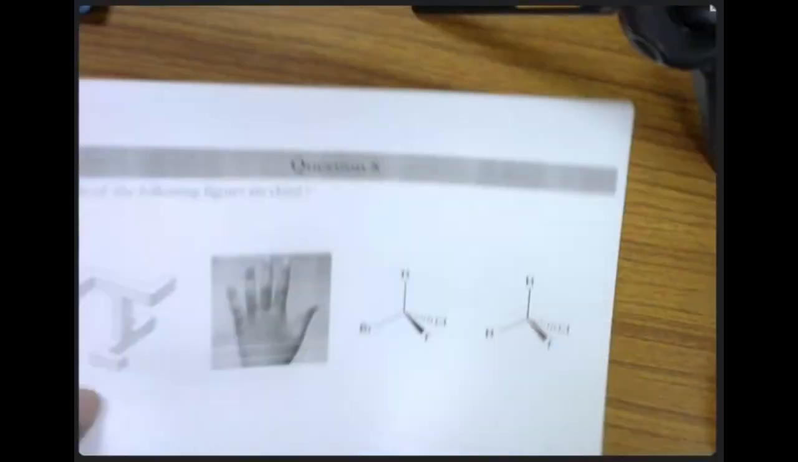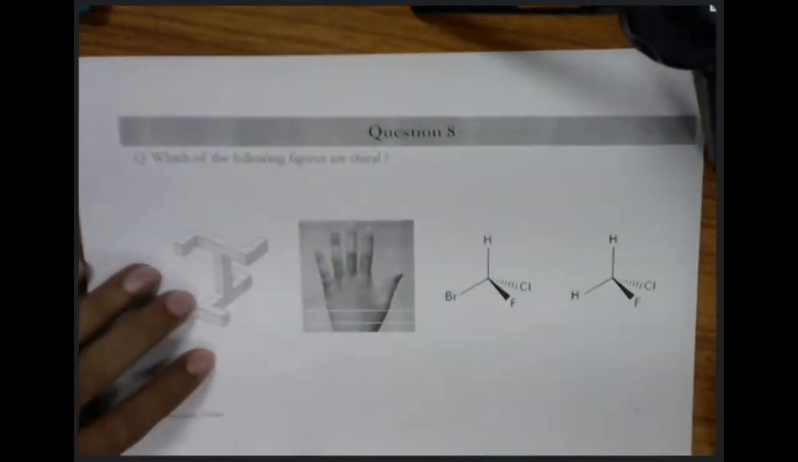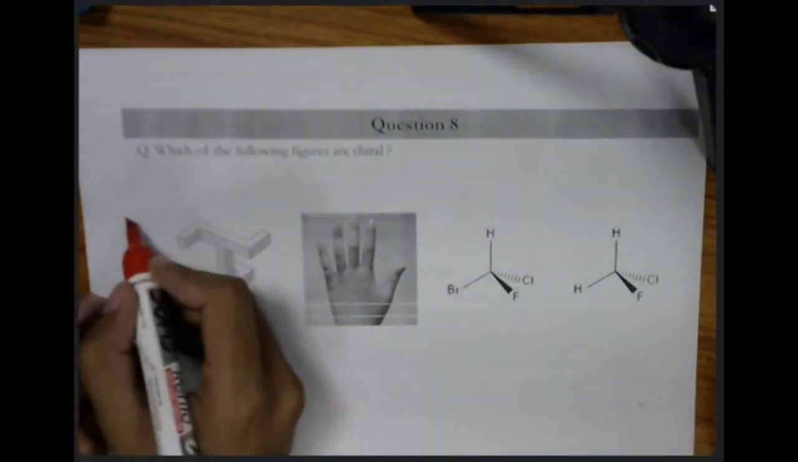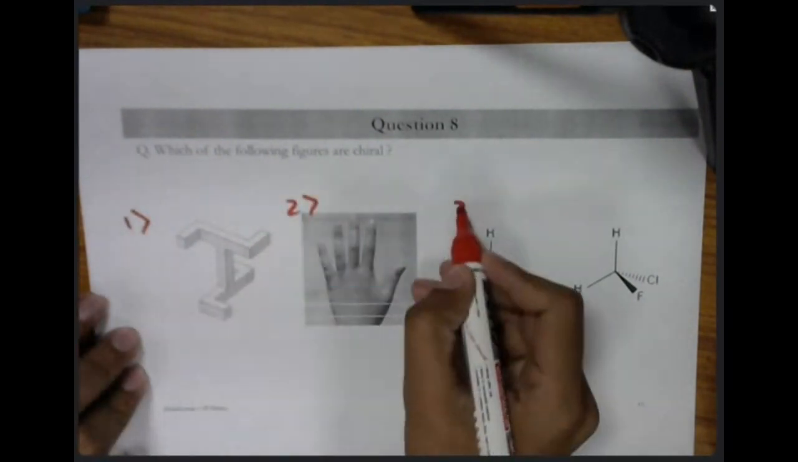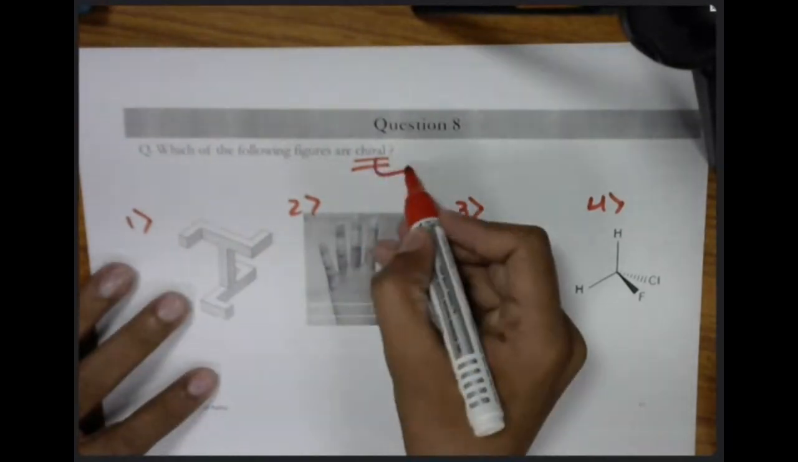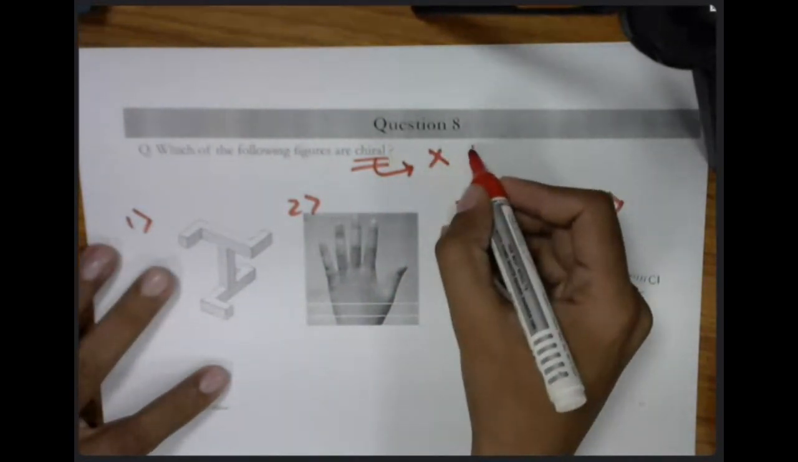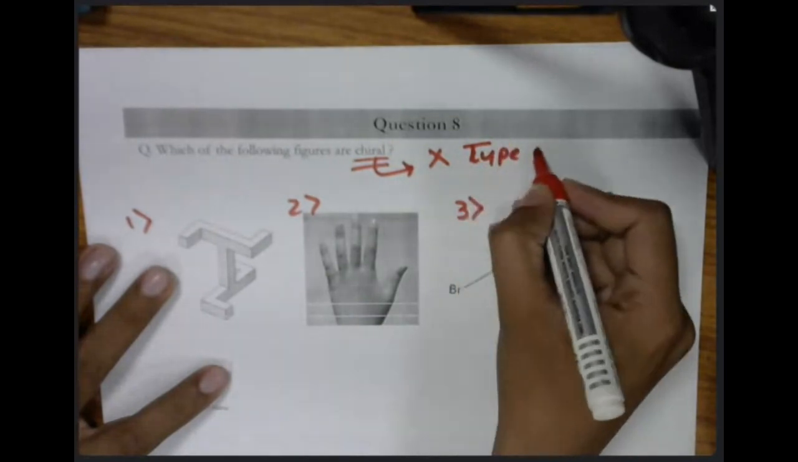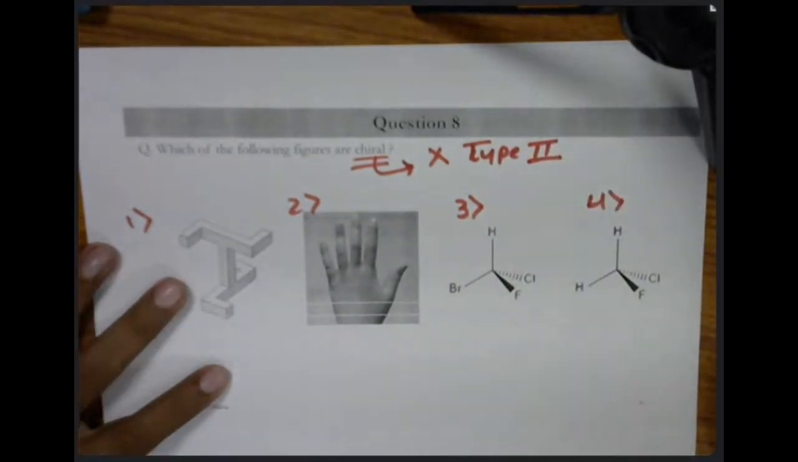Now, a question based on chirality. The question is telling us that there are four figures, one, two, three, and four. Which of the following figures are chiral? If something is chiral, it means that it shouldn't have inversion, or any type 2 operation we can say. If a type 2 operation is not there, then it is chiral.